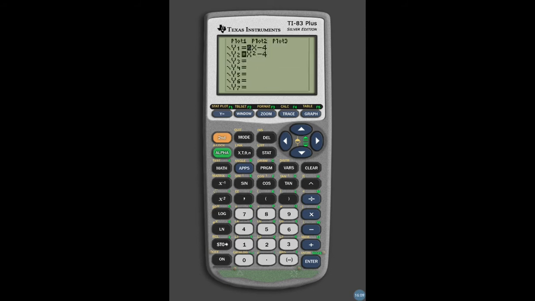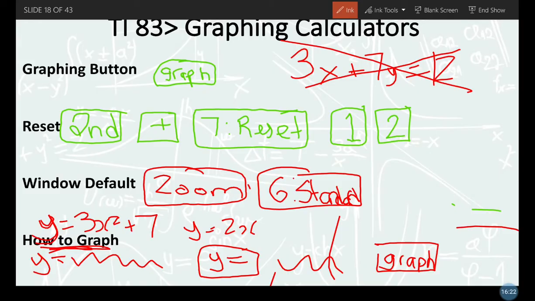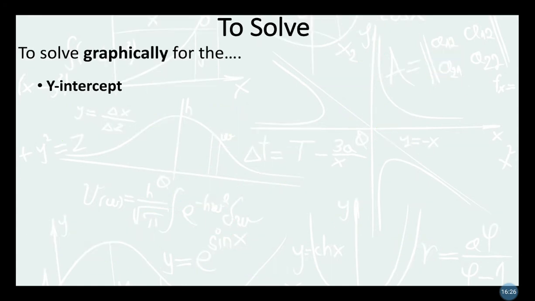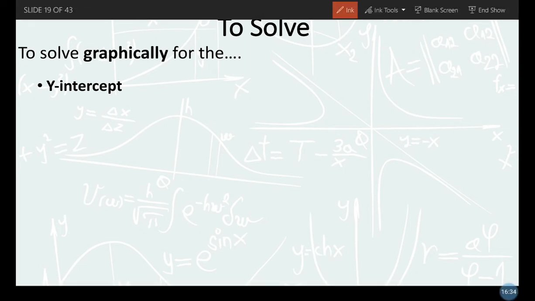If I just don't want anything there, just go clear whatever's in there. All right, just go look at how to solve for X and Y intercepts. So to solve graphically for the y-intercept, now this is the easier one to do. Whatever my function is, I'm just going to write the buttons down and then I'll tell you what to do.